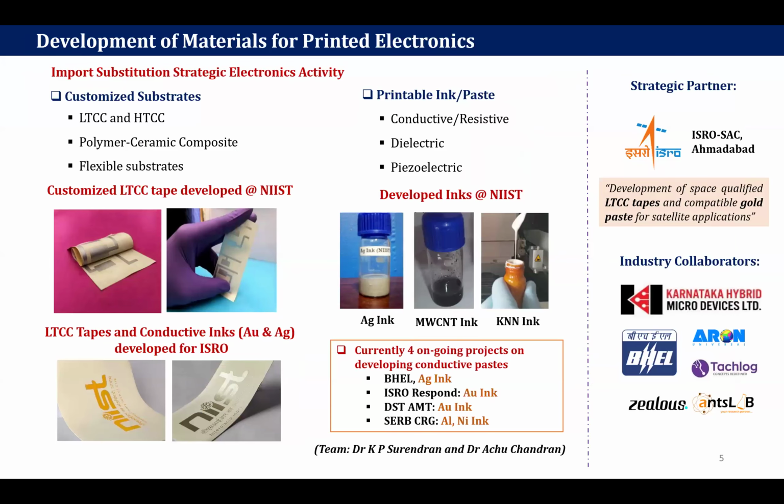One of the key activities in this particular area is the development of materials for printed electronics. It is an important strategic substitution electronic activity, because most of the electronic components we are using as of now are being imported in our country. As I mentioned in the introduction, 90% of components are being imported. So this activity has its own importance, especially in strategic electronic sectors, as we develop various kinds of customized substrate and printed inks, including conductive inks, dielectric and piezoelectric inks.